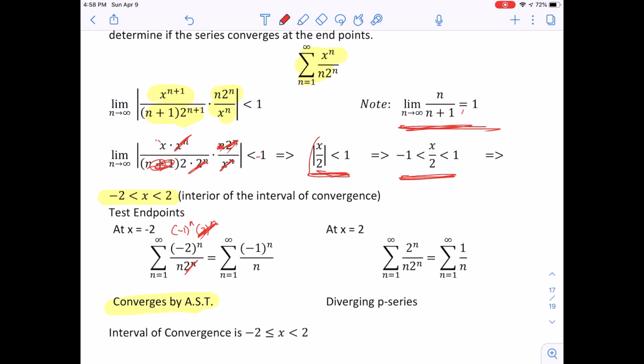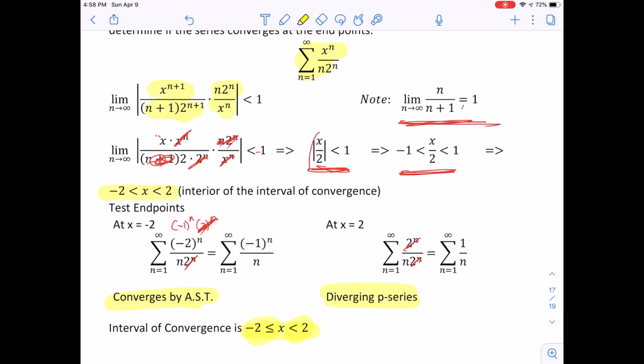But if we plug in 2 into here, we're going to end up just getting the series 1 over n, which is a diverging p-series. So at the 2 end, it diverges, so we're not going to put an equals to. And at -2, it is going to converge. And so this would be our interval of convergence.